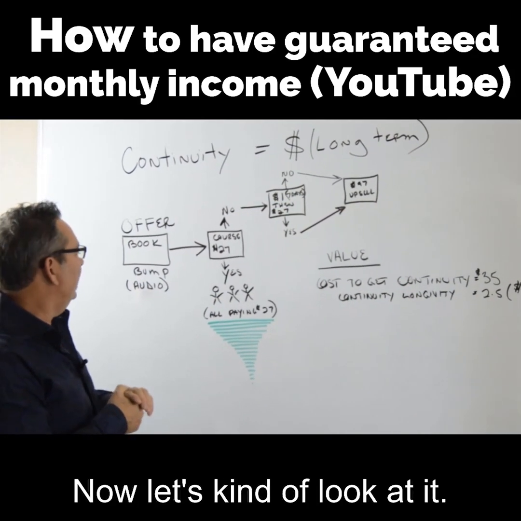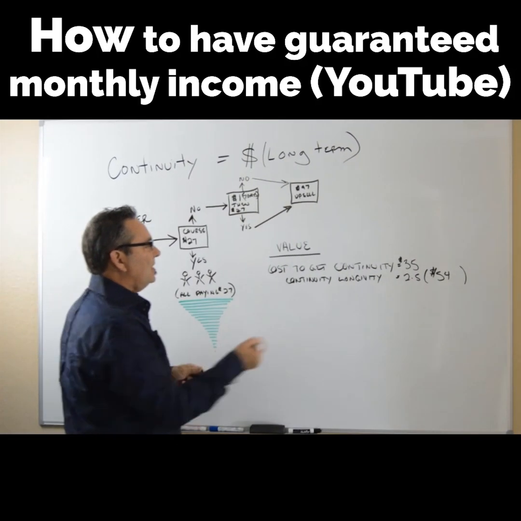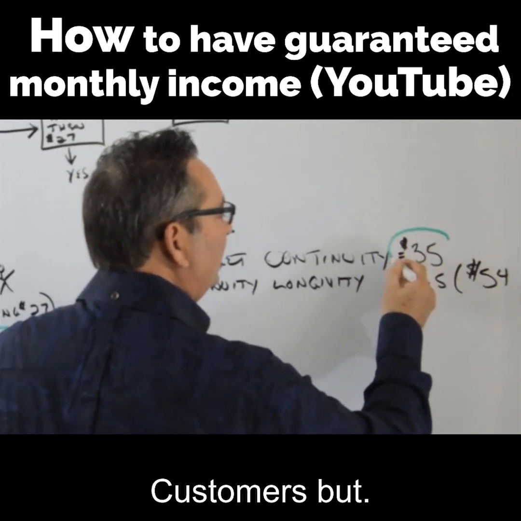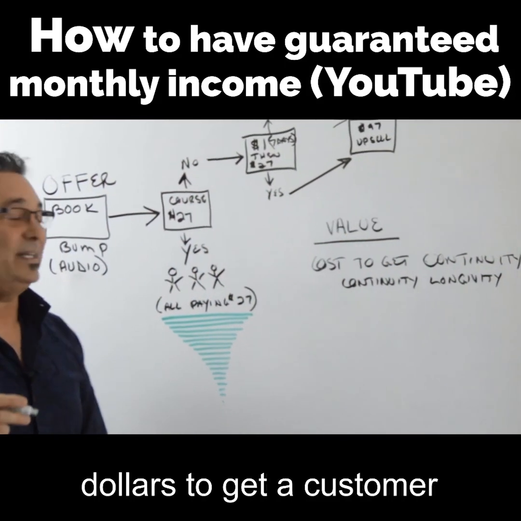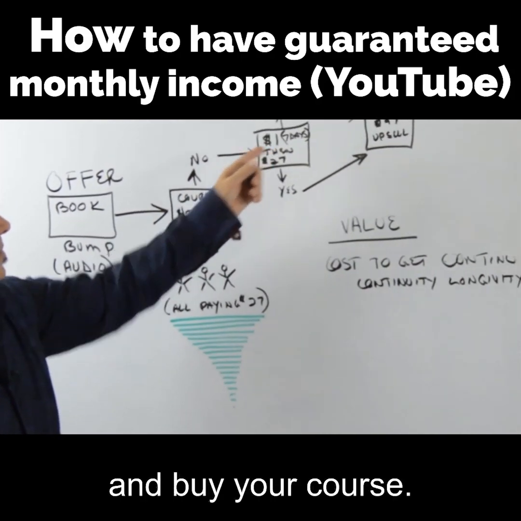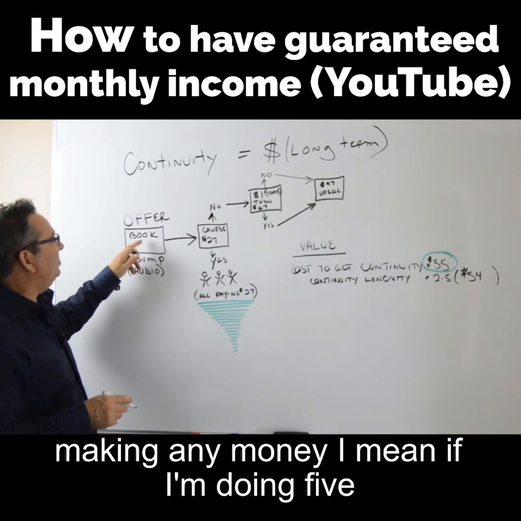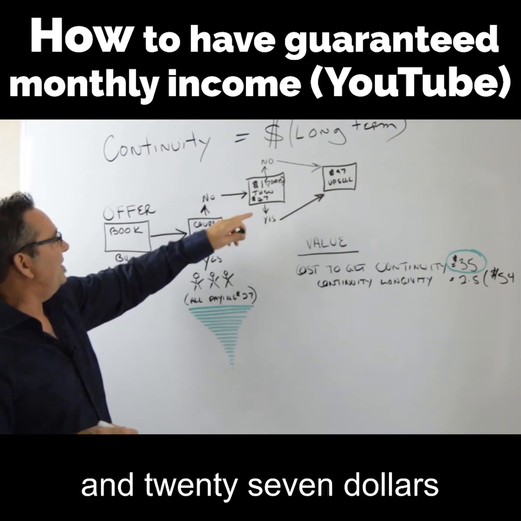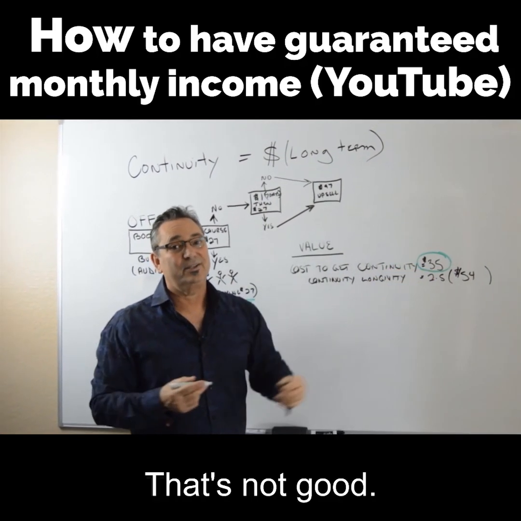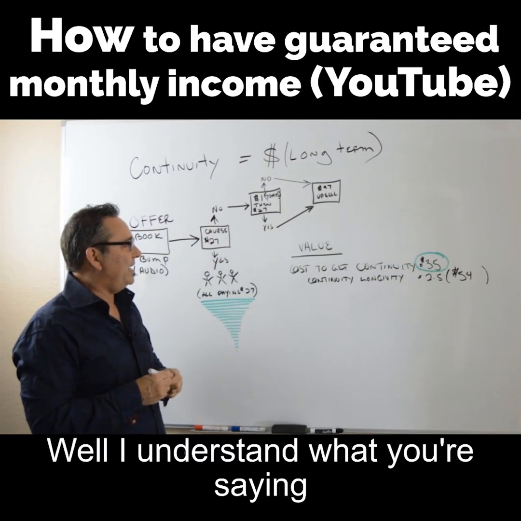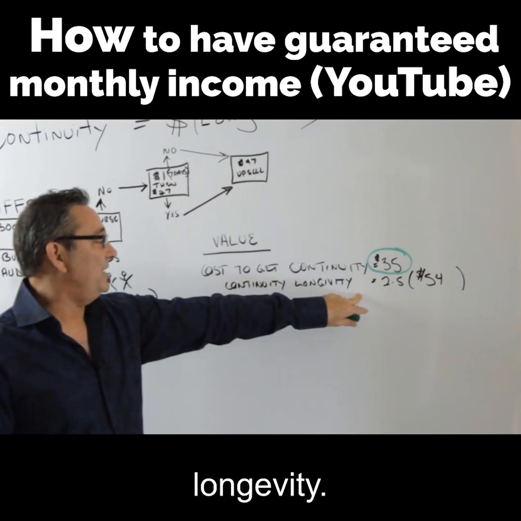Now, let's kind of look at it. Let's assume that in this particular funnel you're getting customers, but it costs you $35 to get a customer to go through and buy your course. And you're saying, well, I'm not really making any money. I mean, if I'm doing $5 here and $27 here, that's 32 bucks and it's costing me 35. JR, that's not good. Well, I understand what you're saying, but what you have to do is look at the continuity, longevity, okay?